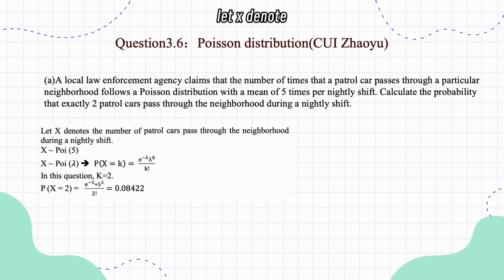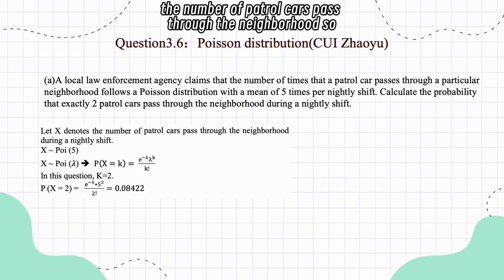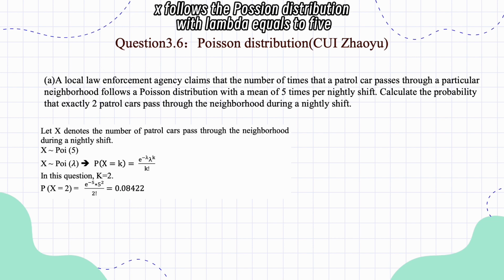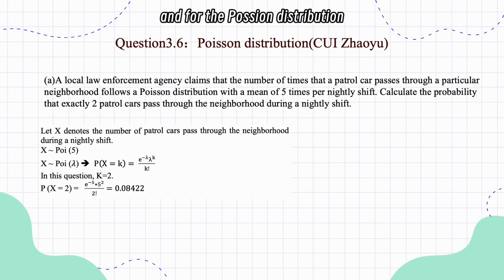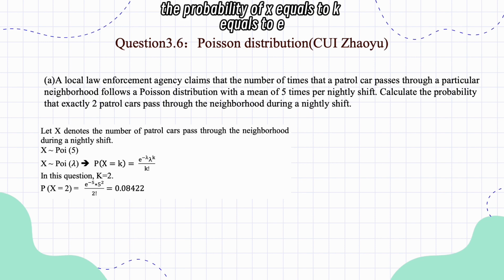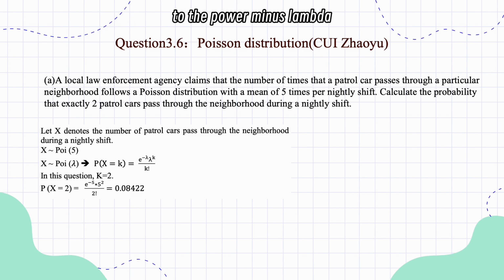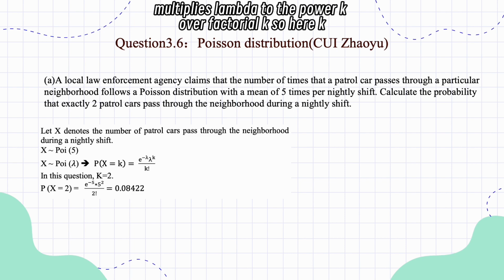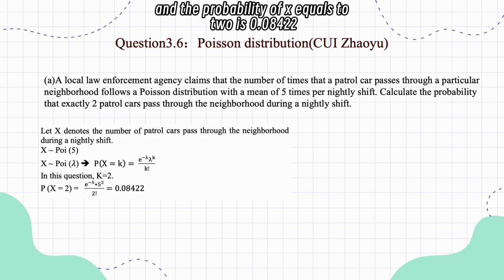Question 3.6 is about the Poisson distribution, and here is the solution of question A. First, let x denote the number of patrol cars passing through the neighborhood, so x follows the Poisson distribution with lambda equal to 5. And for the Poisson distribution, the probability of x equals k equals e to the power minus lambda multiplied by lambda to the power k over k factorial. So here k equals 2, and the probability of x equals 2 is 0.08422.